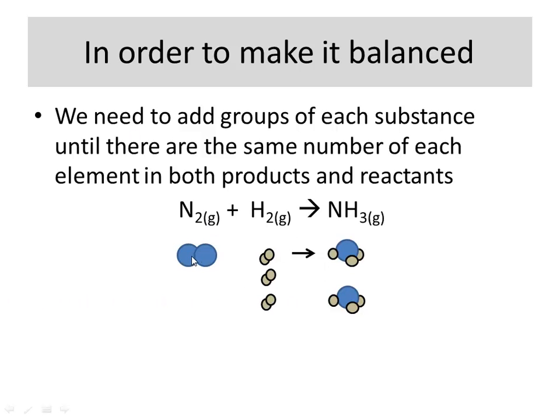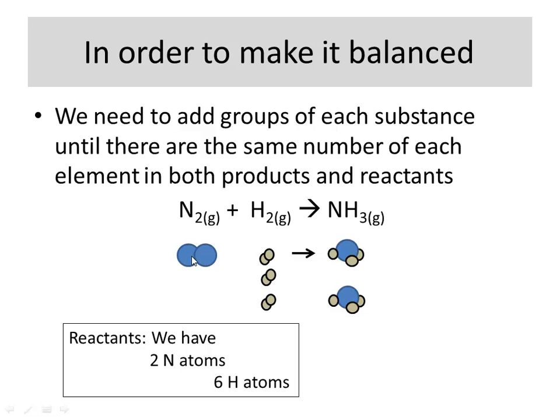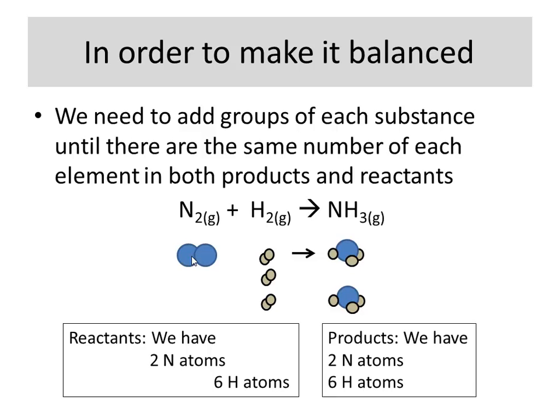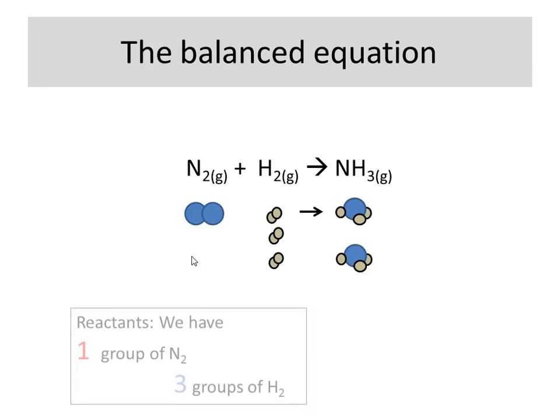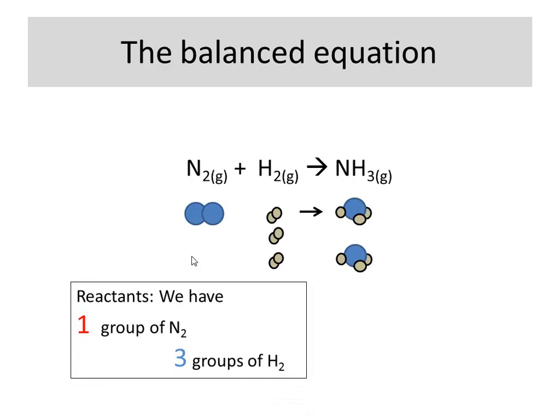So we have a total of 2 N atoms and 6 H atoms in our reactants, and a total of 2 N atoms and 6 H atoms in our products. So overall, we have one group of N2.